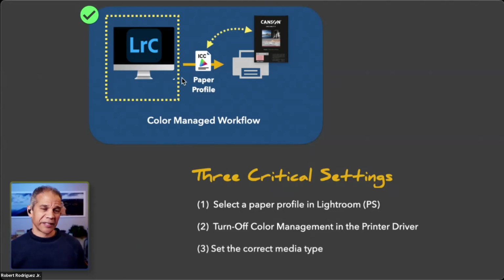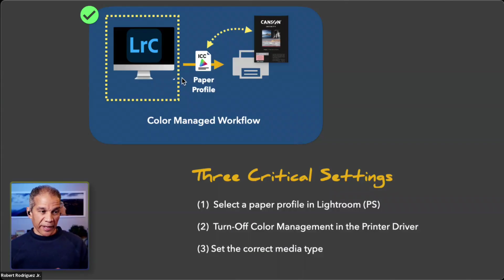And then the last step is you want to make sure that you select the correct media type in the printer driver as well. The media type tells the printer what kind of paper you're using, whether it's a matte paper, a glossy paper, a thick or thin paper. And it also tells the printer something about the paper so that it can vary the amount of black ink that it puts down.